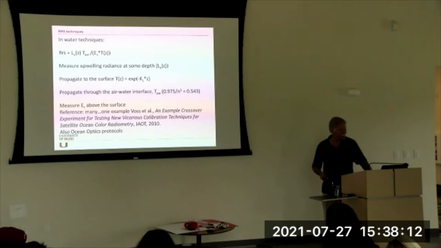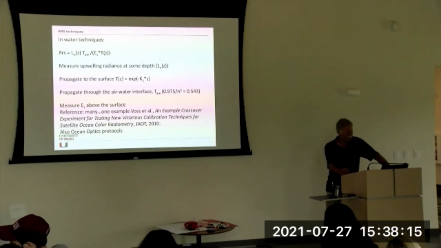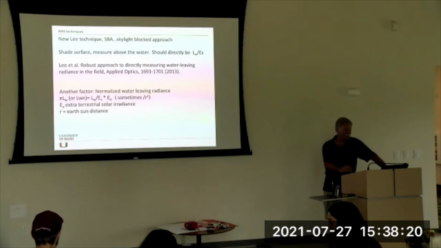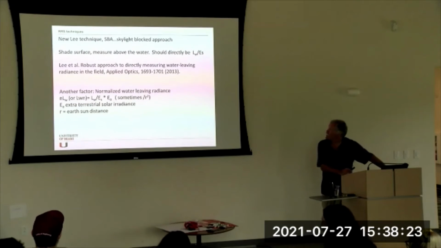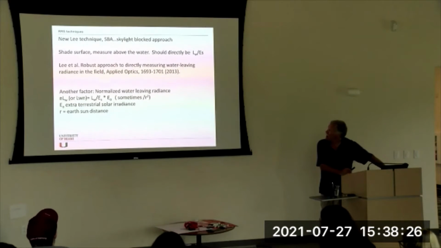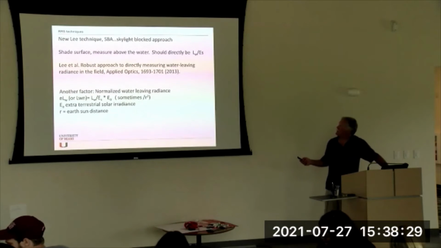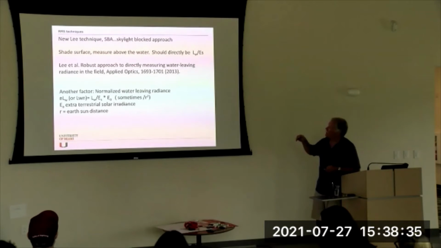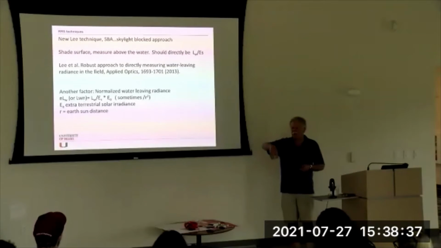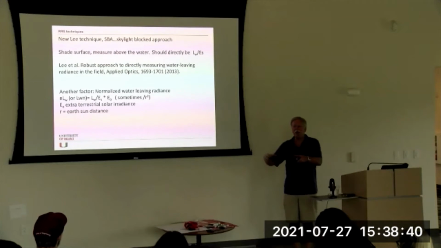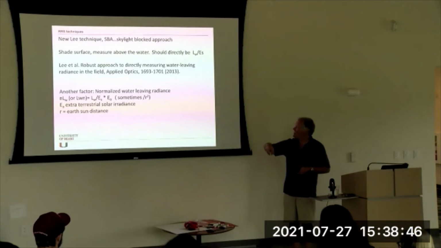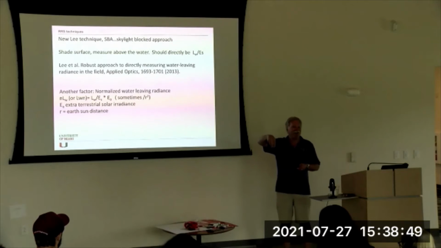Okay, you'll get to play with all of it. There's another technique, the skylight block approach, that Jean-Ping Lee has brought up more lately. That's sort of neat, especially if you can deploy the instrument correctly. Basically you take a sensor and put it above the surface, and you have a little cone around it that blocks the light hitting the surface. If you get everything just right, that'll measure the light coming out of the water above the water, so it's exactly what you want.